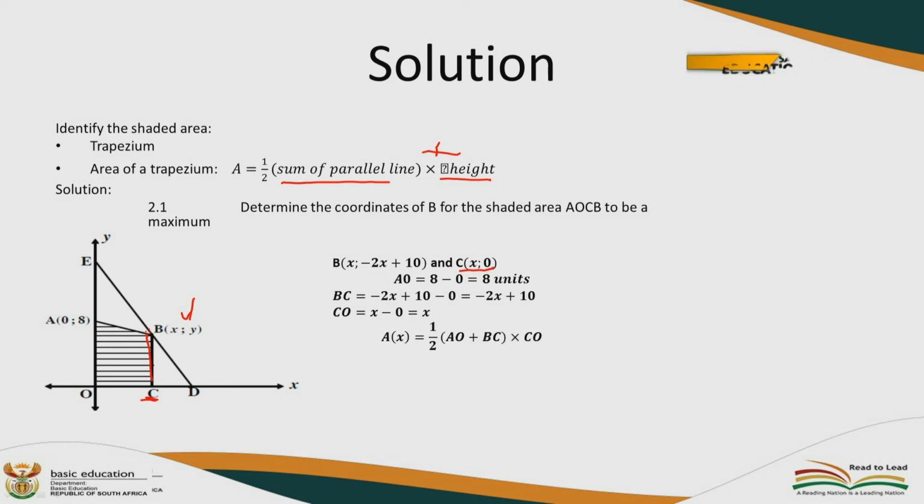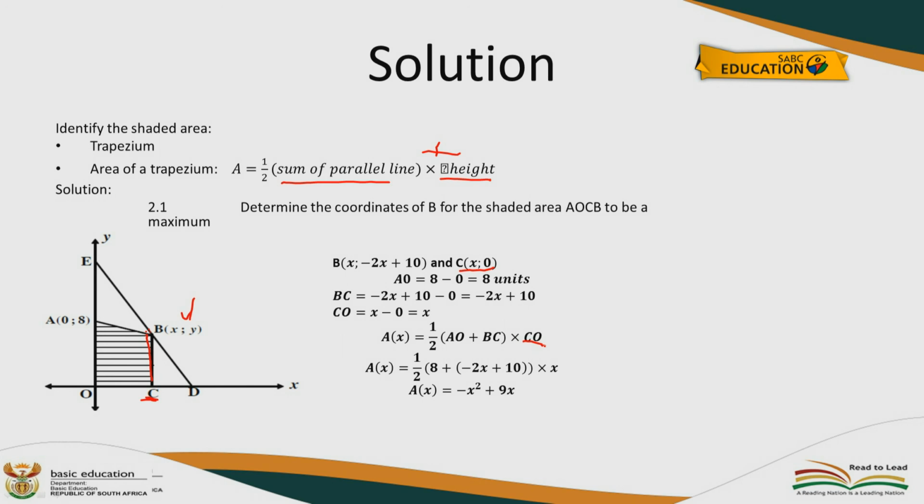So it means that the area of a trapezium can be given as half the sum of the parallel lines, which is AO and BC. So it's going to be AO plus BC times the perpendicular height CO. We substitute the expressions for these distances into that. We'll have half into 8 plus negative 2x plus 10, all of that multiplied by x, and then we remove the bracket. We find that the area can be expressed as negative x squared plus 9x.